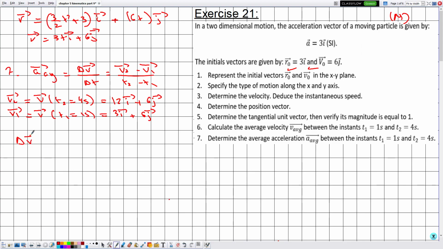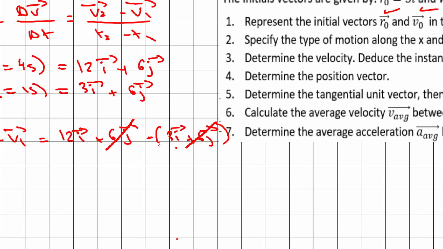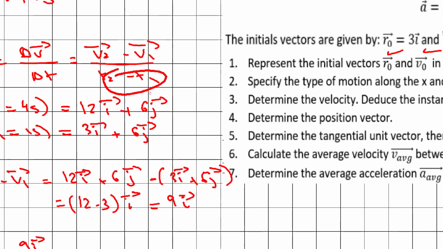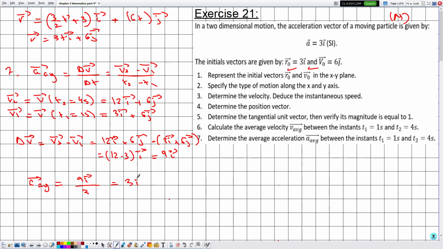So now delta v, which is equal to v2 minus v1, is 12i plus 6j minus 3i plus 6j. As you can notice, the y components cancel each other, and this is given by 12 minus 3 multiplied by i as a common factor, which is 9i. So now the average acceleration is given by 9i divided by delta t, which is equal to 3, so this is equal to 3i. And here, as expected, since the acceleration is constant, the average acceleration will be equal to the instantaneous acceleration, which is equal to 3i.